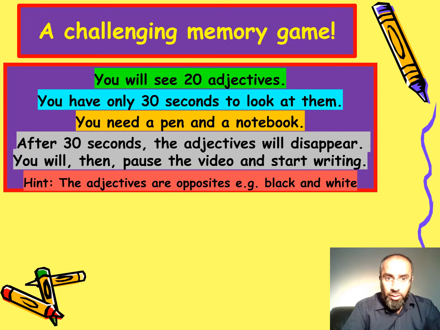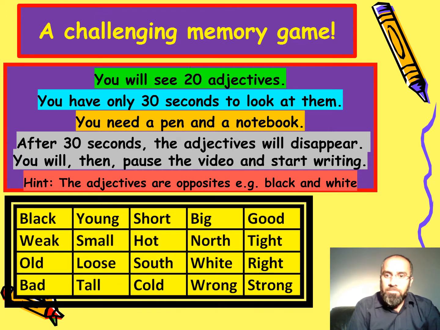I've got a hint for you. All the adjectives are opposites, so it's easy to remember. So if you see black, there will also be white. If you see right, you will also see left. So they're all opposites. Okay, are you ready? Your time starts now.